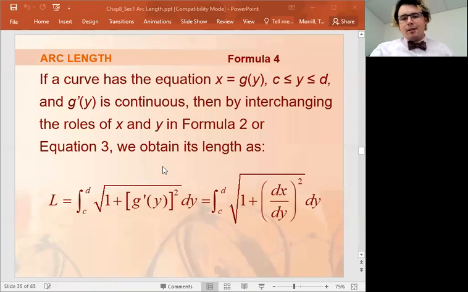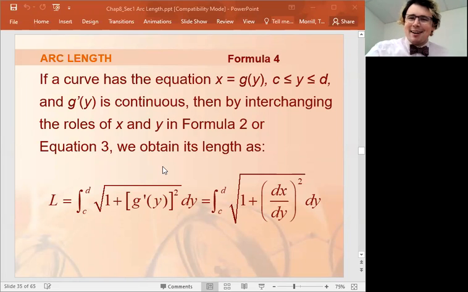Now, just as in the volume integrals, sometimes it is more convenient to integrate on the y-axis than it is to integrate on the x-axis. So let's suppose that I have a curve given by x equals, let's call it g of y. I can do all of that business setting up the Riemann sum again.